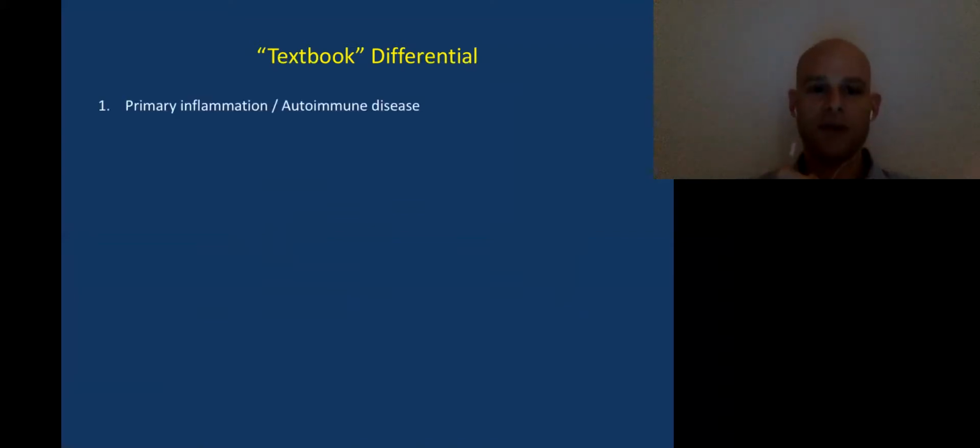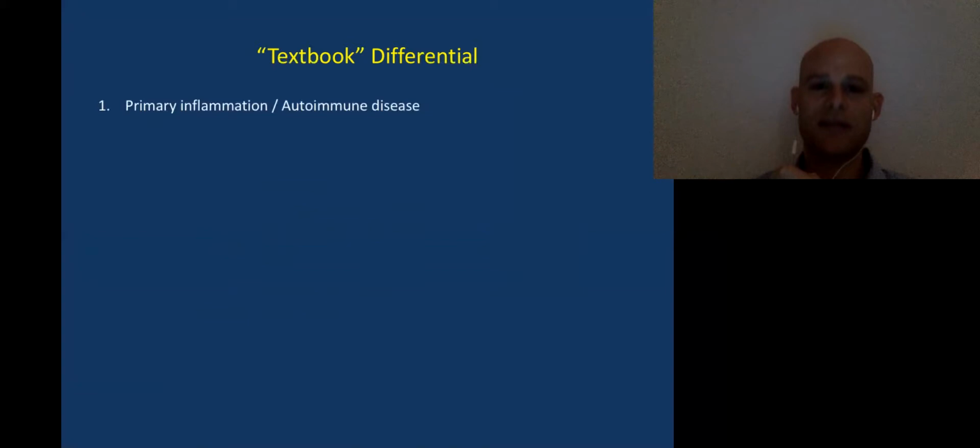So what about the differential? So I'm going to first list to you guys this differential, and I put it in quotes as the textbook differential, because if you look at large review articles or if you look at textbooks, they'll give you this whole kind of bullet point of different things that can cause inflammation of the orbit. So I'll first list it to you, and then we'll break it down so that it's a little bit more palatable.